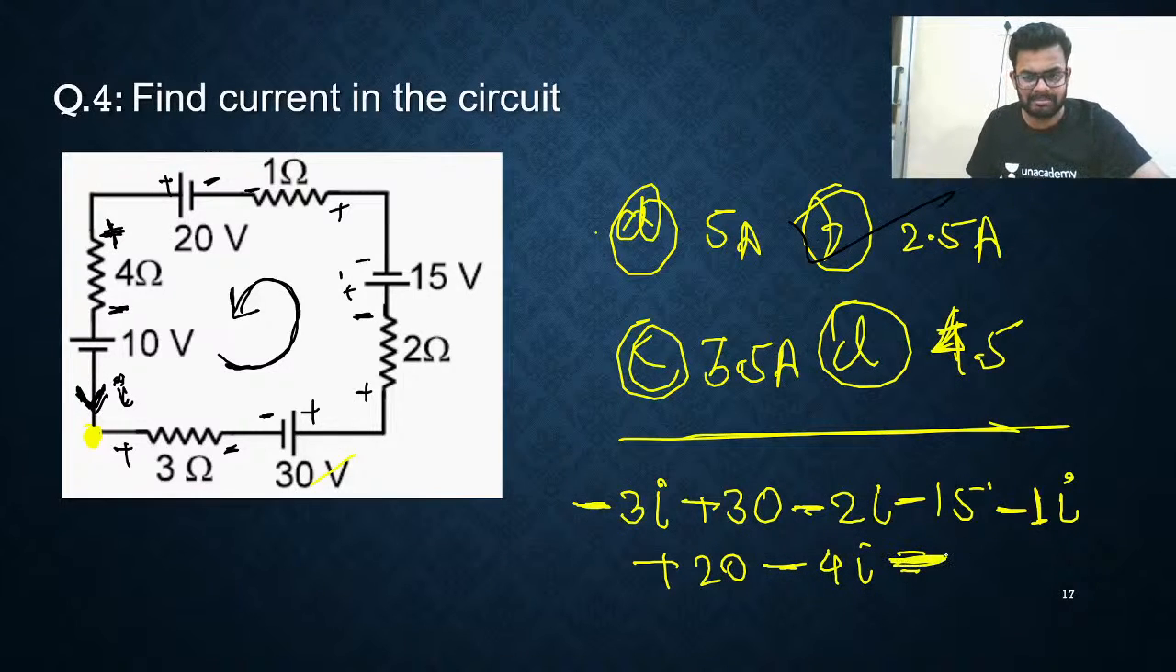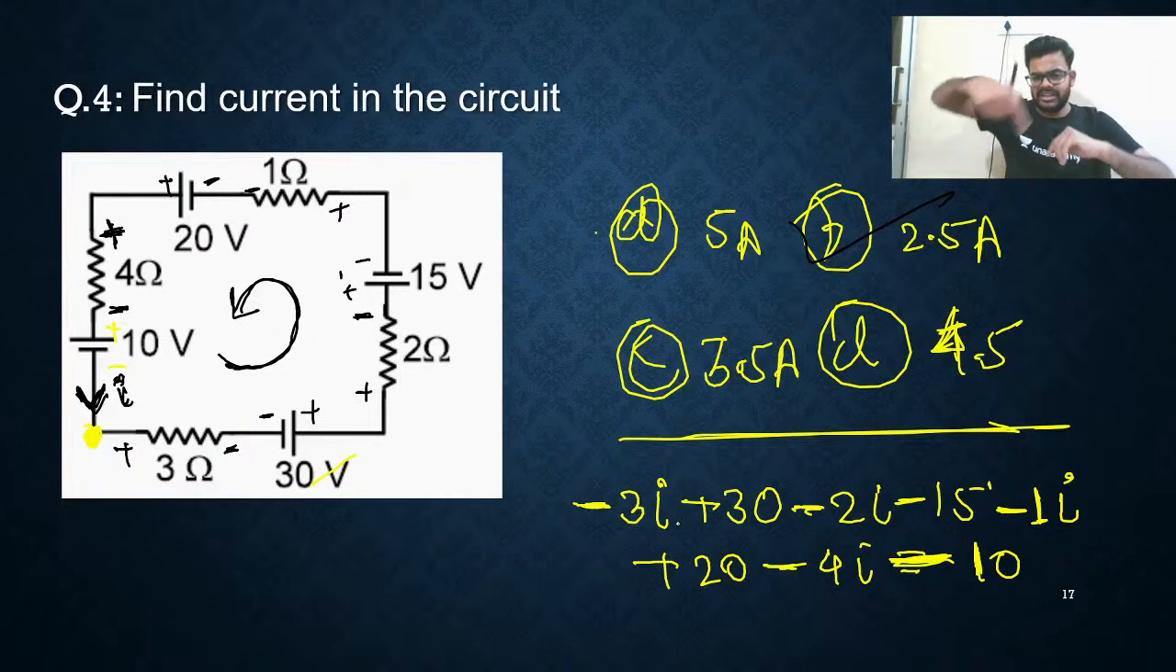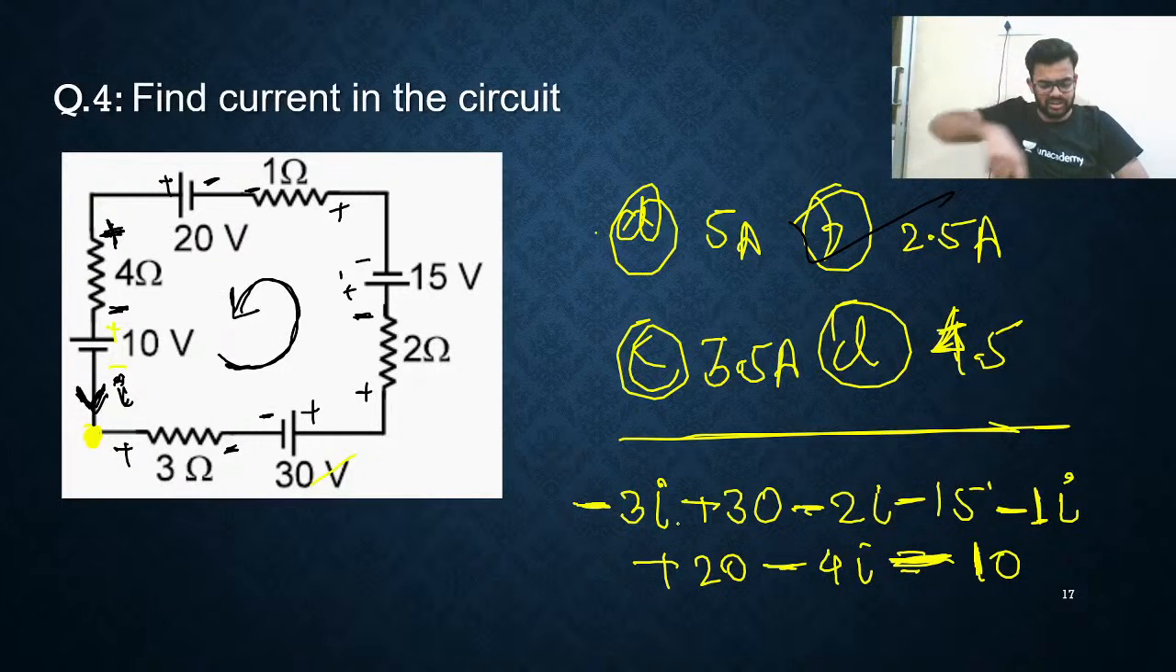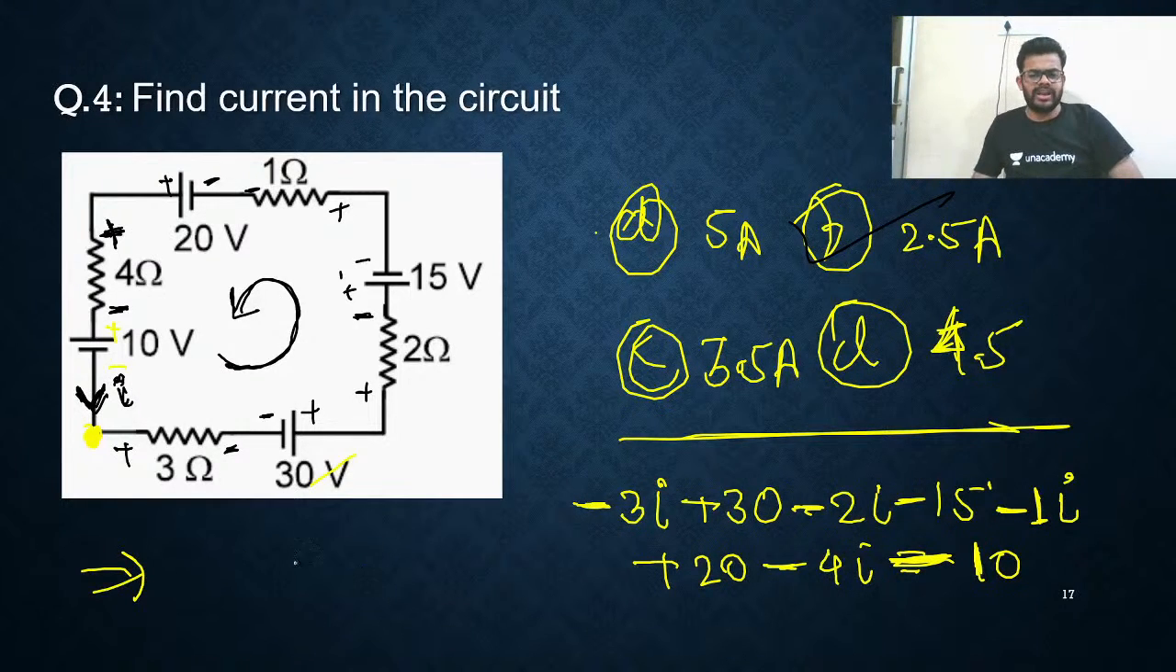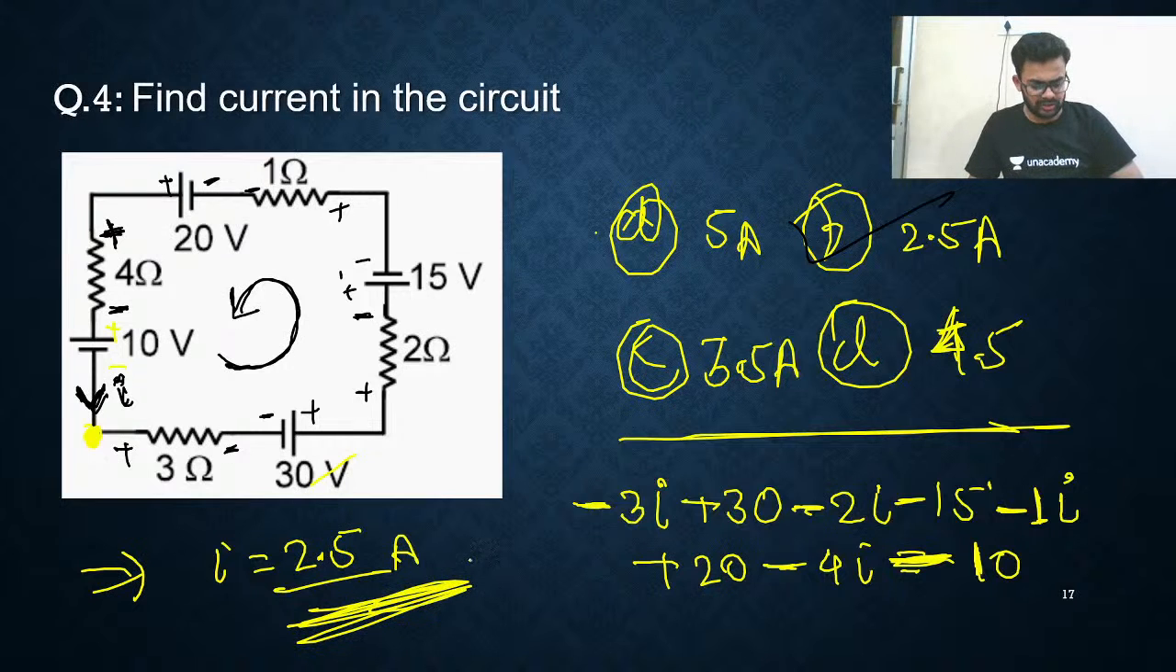So here you will get minus 10 volt. Why? Because first plate is positive, second is negative, right? In this direction, in anti-clockwise direction. Okay. So finally, what you are getting, my dear? Just add this all and solve it. What you are getting? I is equals to 2.5. 2.5 ampere. That's all. This is the answer.